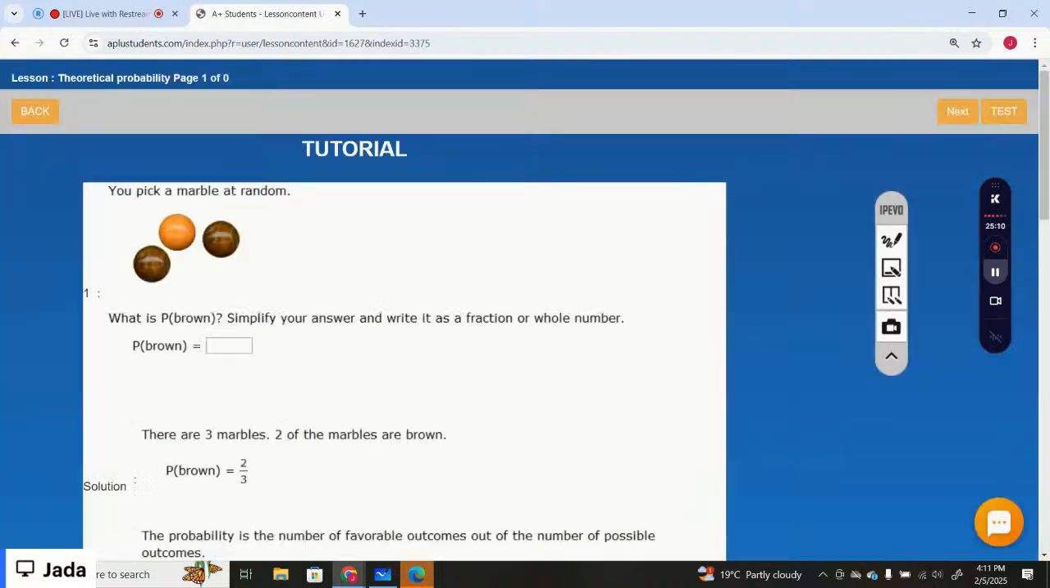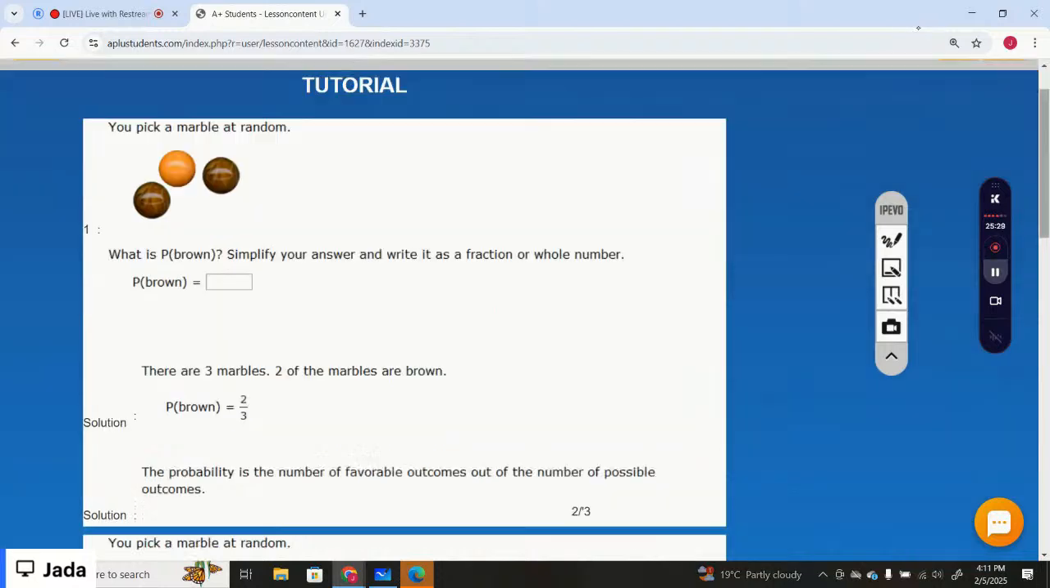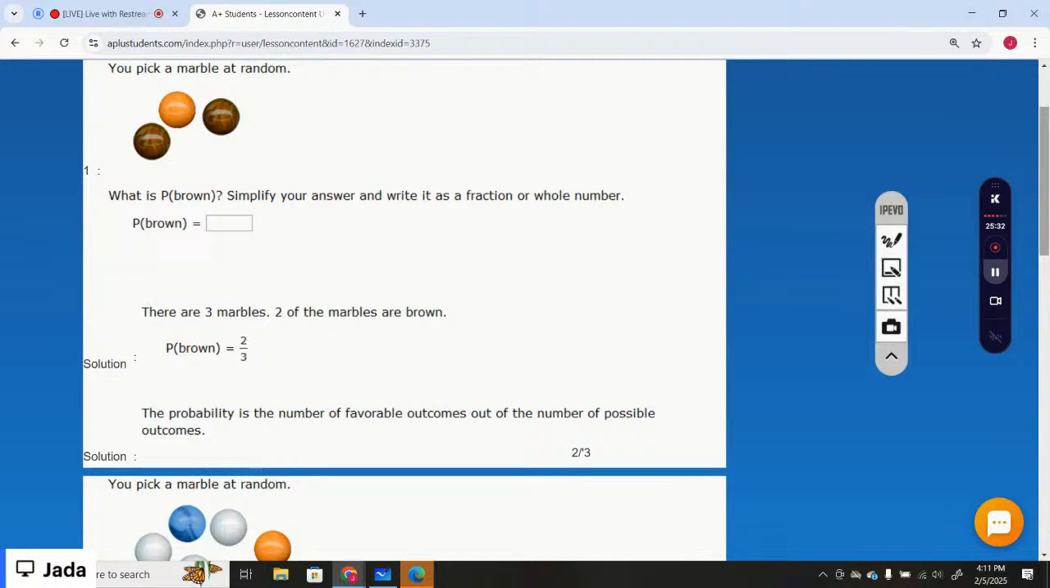You pick a marble at random. What is the probability of brown? So, the probability is the number of favorable outcomes out of the number of total outcomes. So, we have three marbles. Out of three, two of them are brown. So, the probability of brown is 2 out of 3.